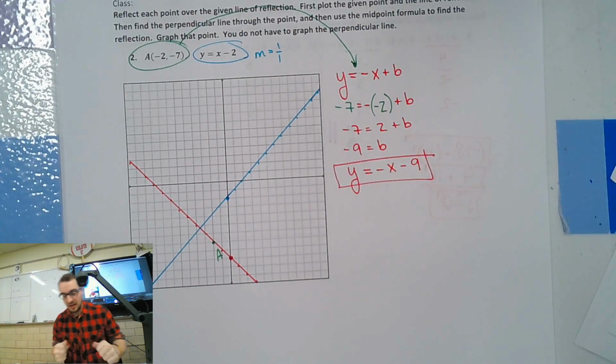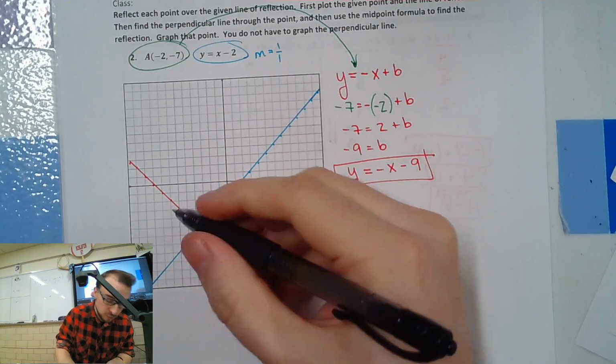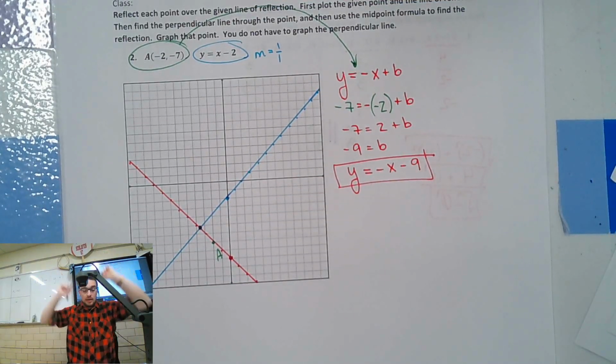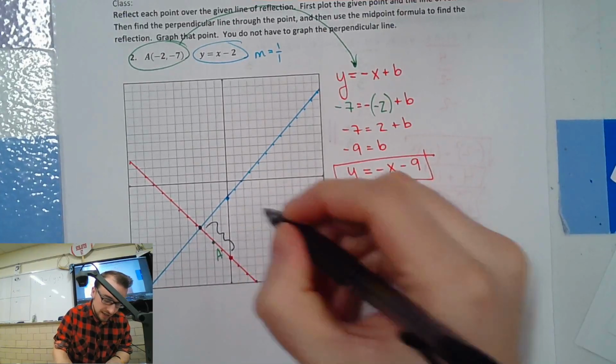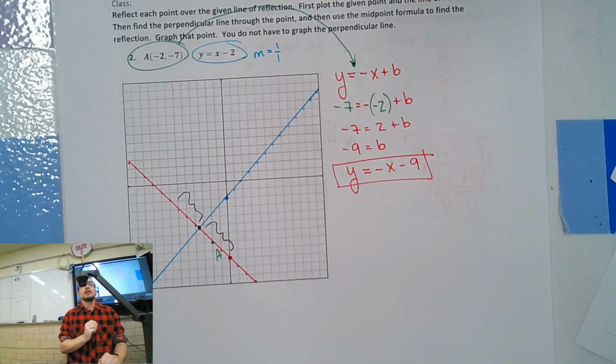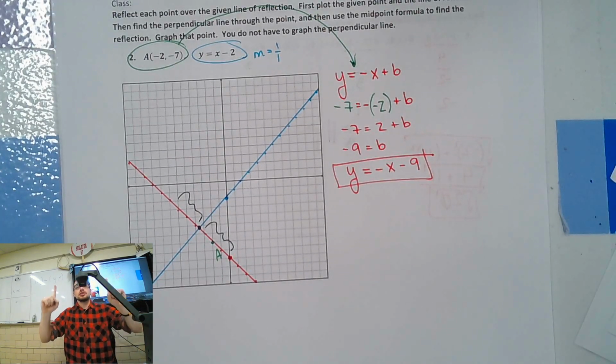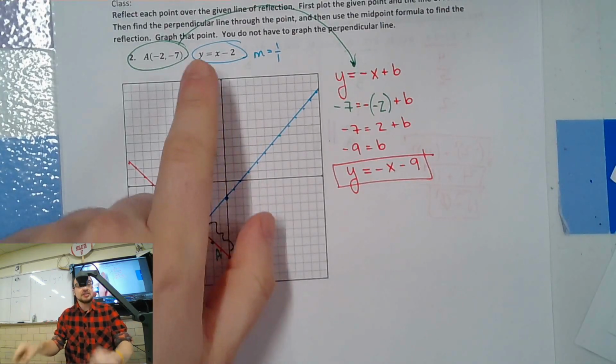All right, so the next thing we're going to do is figure out where they intersect. Why? Because where they intersect is going to be the halfway point between A and wherever A prime is, right? Reflections are always the same distance from the mirror, right? So where they intersect is where they equal each other. So I'm going to set these two equations equal.